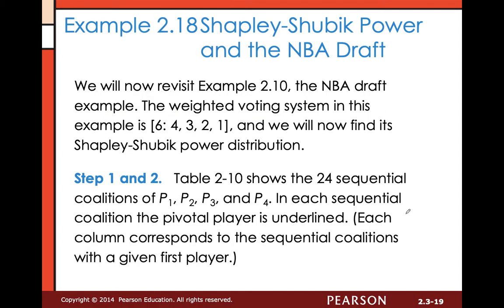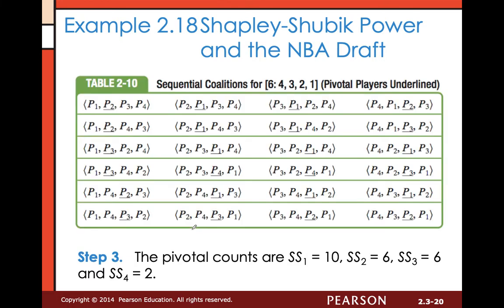Let's revisit Example 2.10, which was talking about the NBA draft. The weighted voting system there was 6 as our quota, and then 4, 3, 2, 1. We're now going to find its Shapley-Shubik power distribution. The table on the following slide is going to show the 24 sequential coalitions of P1, 2, 3, and 4, and again, the 24 comes from 4 factorial. In each sequential coalition, the pivotal player is underlined. Each column corresponds to the sequential coalitions with a given first player.